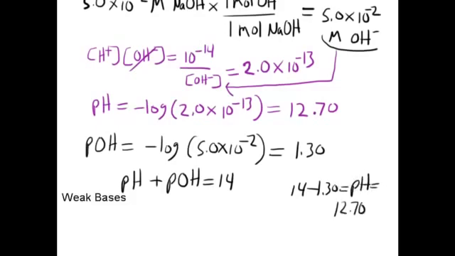Now let's take a look at some weak bases. For example, ammonia. Go ahead and pause the video and write down how ammonia reacts with water. It's a base, so how does it make hydroxide with water? Finish the equation.